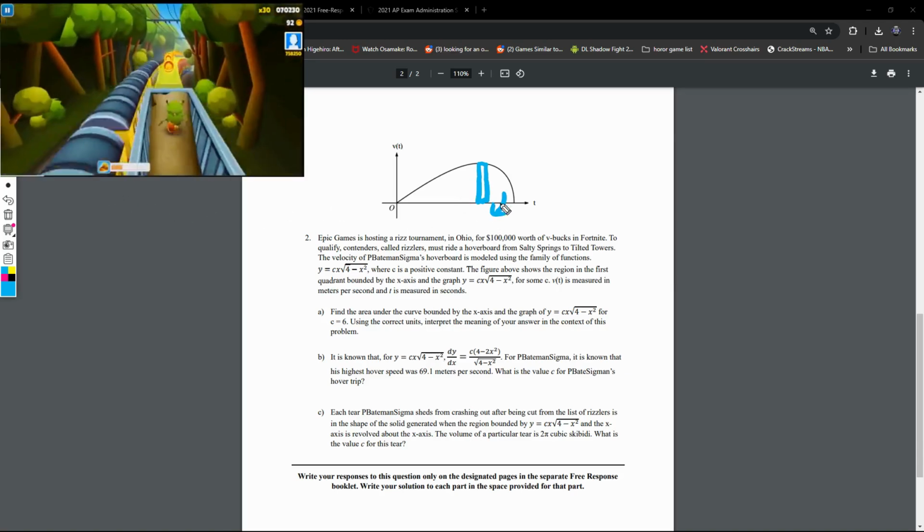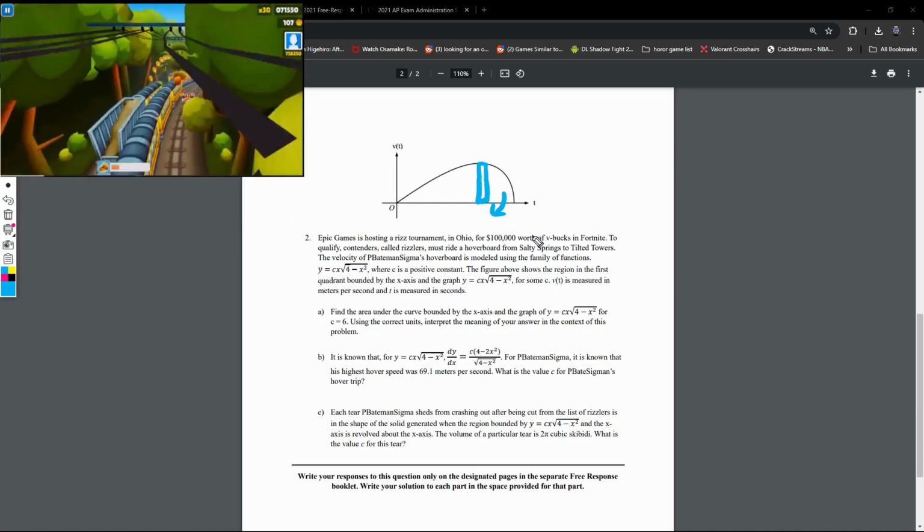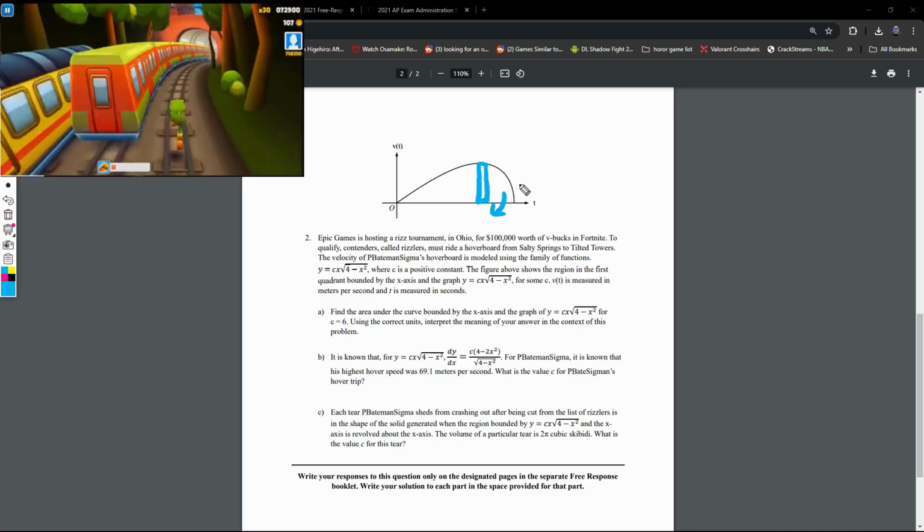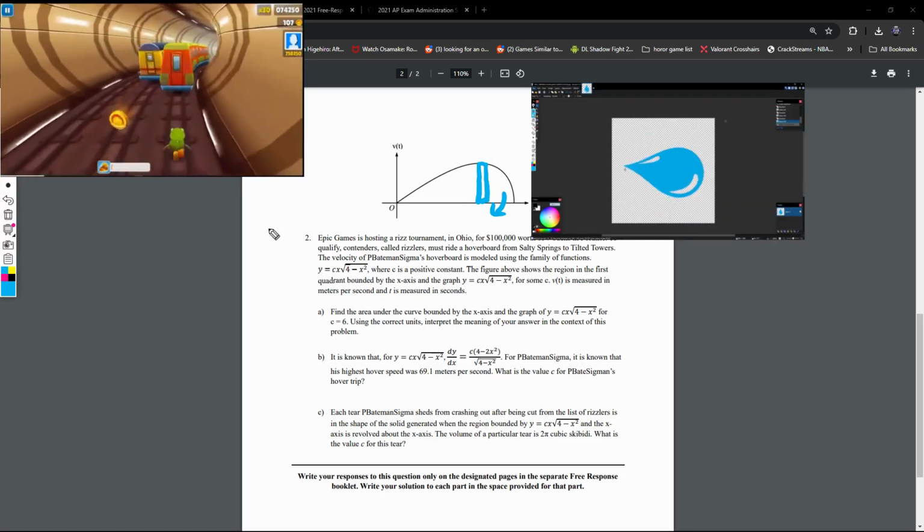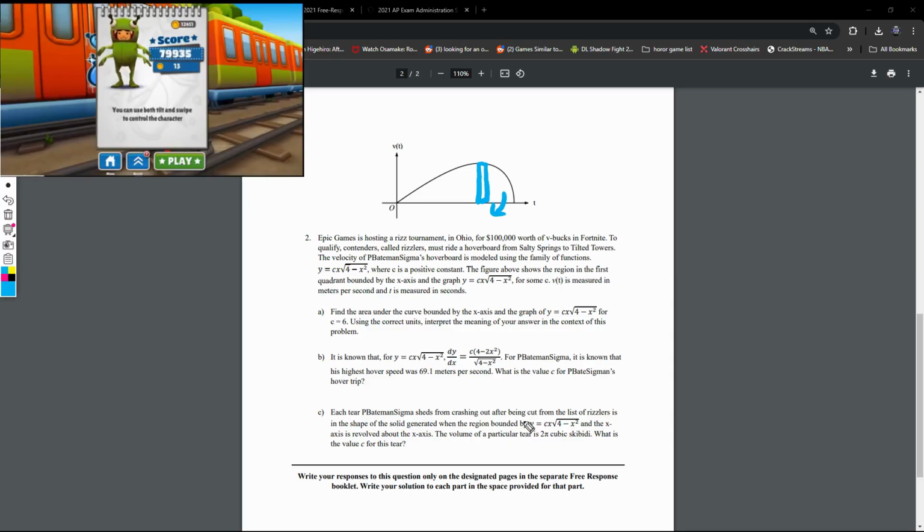And what it's asking you to do is just to rotate this around the x-axis, and if you think about it, when you rotate it, it's going to look like a tear. So P Bateman sigma is crashing out, and he's crying, you know, and all you have to do is find the region when you rotate it.